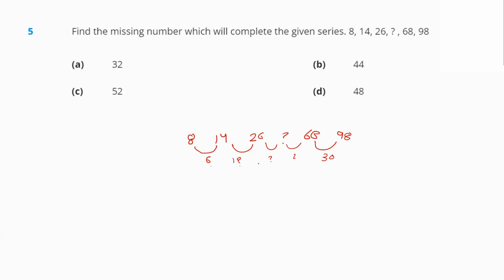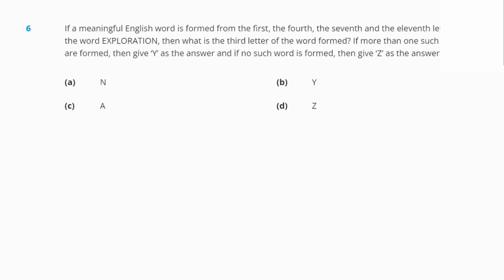So if we add 12, we get 18 here. If we add 6 again to 18, we get 24. And 24 plus 6 is 30. So the number is 26 plus 18. It is 44. The correct answer is option B. Moving on to the next question.